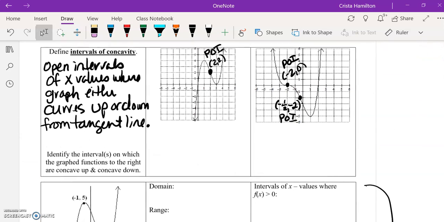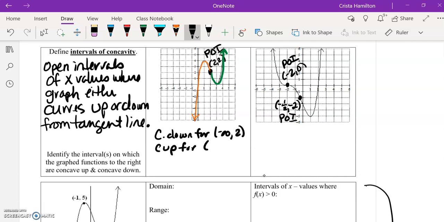All right, now when we start to talk about open intervals for the x values, the graph either curves up or curves down from the tangent line. And so it's just this idea of giving the values. Again, here's going to be a section that's concave down, and here's going to be a section that's concave up. So we would answer this question and say concave down for -infinity to 2, the point of inflection, and concave up for 2 to infinity. So pretty straightforward. And again, I'm going to let you do this one on your own and check with the key.